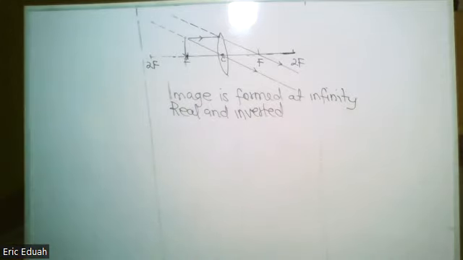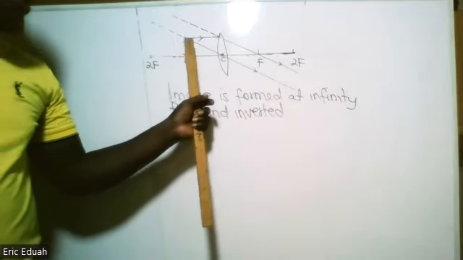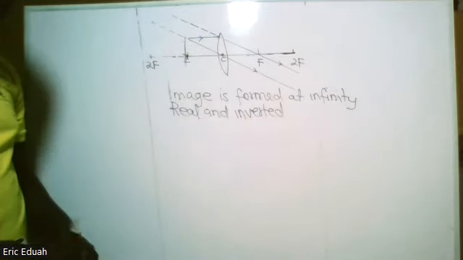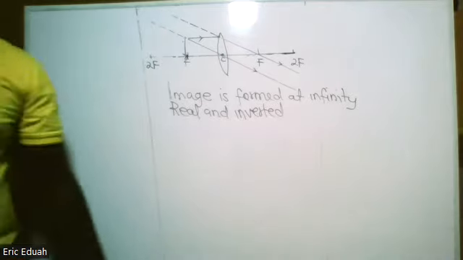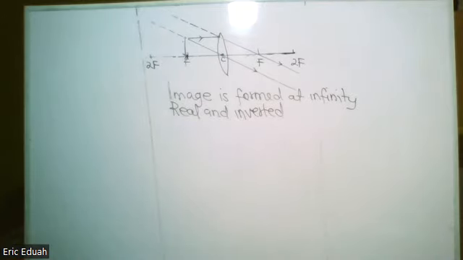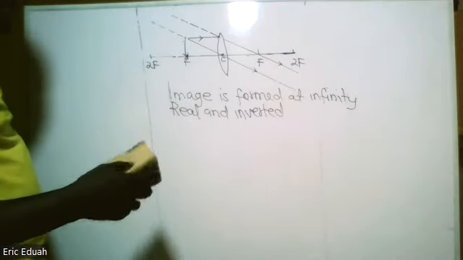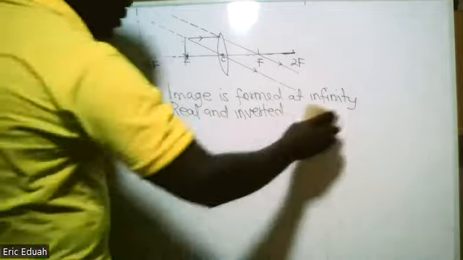Now, so we have basically used ray diagrams to describe the nature of the image formed. Now we can also use the lens formula, and it's the same as the mirror formula, which we learned and even proved.